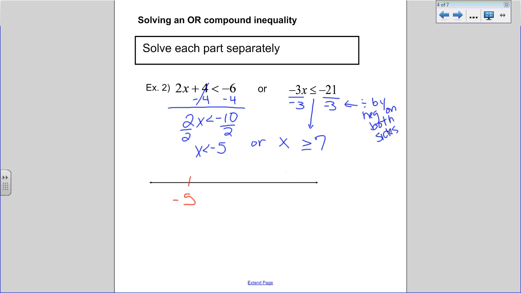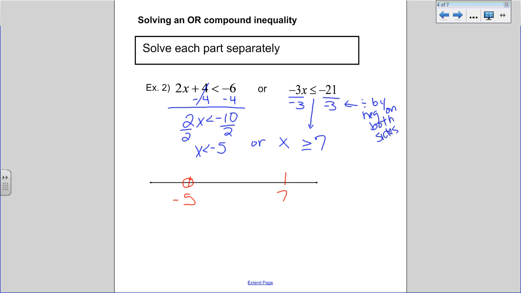So ladies and gentlemen, I do put my -5 and 7 on there just so that I get them in the right positions, okay? Because if this had been a -7, it would have had to go on this side, and then my graph is getting really crowded down there. So I wait till I solve both of them, but then I'm graphing all numbers less than -5.